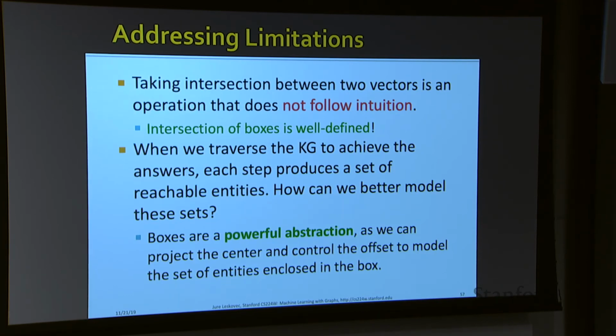Now, we said that taking the intersection of 2 vectors does not follow any intuition. That's why we have to pass through deep sets. But the intersection of boxes is very well defined. You can visualize that in 2D and 3D in your brain very easily, and it clearly generalizes to multiple dimensions. Similarly, we said we want to find a more powerful abstraction, rather than just having this nearest neighbor search to get the answers. Instead, we want to use boxes, which are more powerful, and we are going to be able to project the center and control the offset of the boxes. So every time we want to find intersections, we can decide to shrink the boxes, make them wider, and so forth. So now we basically have more parameters to model in query to box.